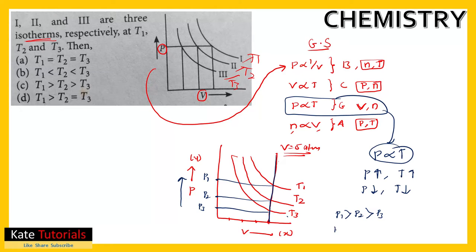So we know that pressure is directly proportional to temperature. So T1 should be greater than T2, and T2 should be greater than T3. So among the given options, T1 is greater than T2, T2 is greater than T3. This is the correct option, whereas the other options are wrong. So this is one of the important questions.